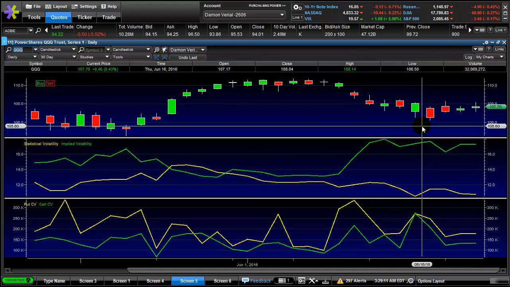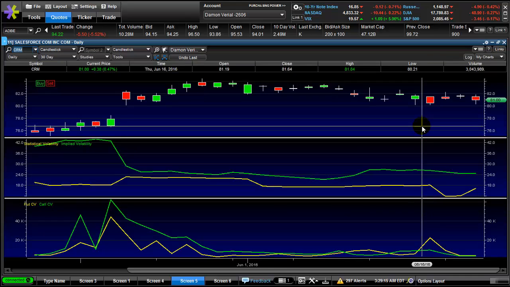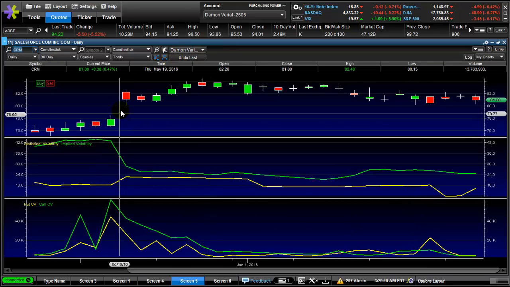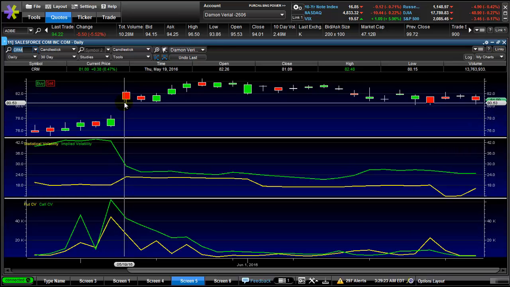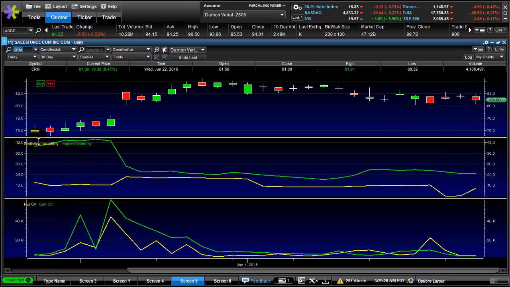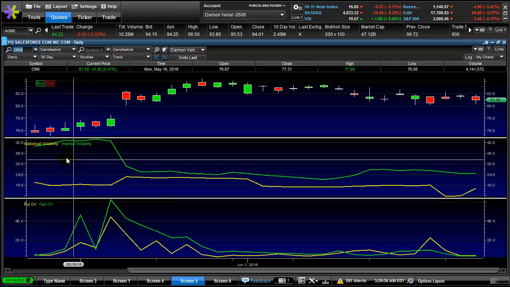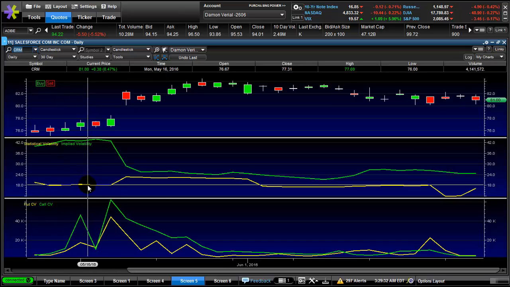Let's move on to Salesforce. All right, so here, Salesforce. I guess this was earnings. I think I might have even played this earnings. This gap up was probably an earnings report or some other event. And as you can see, the implied volatility here was much higher than the real volatility.